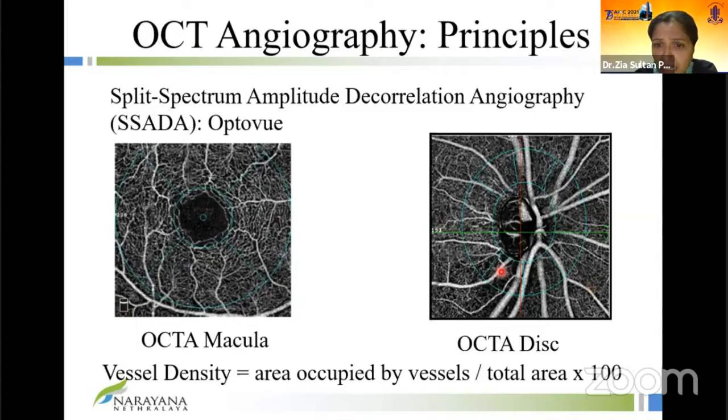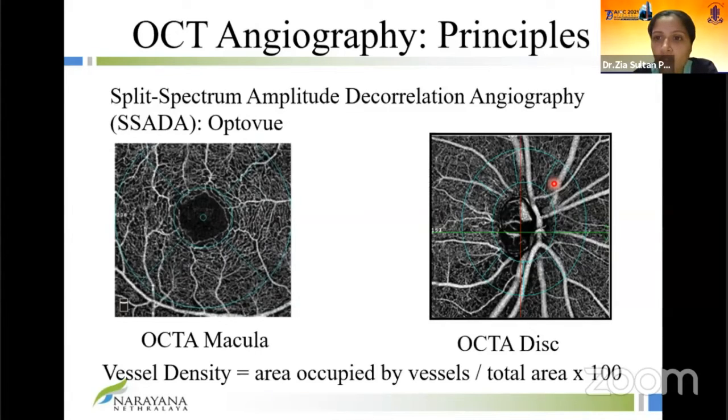So if you look at this inside disc area on the disc map, for example, you can see only about 30% of the area is white. So that's typically what we see in an inside disc area. Whereas if you look at the whole image, you would say that about 60% of it is white and the remaining is black. So this is how vessel density is calculated.